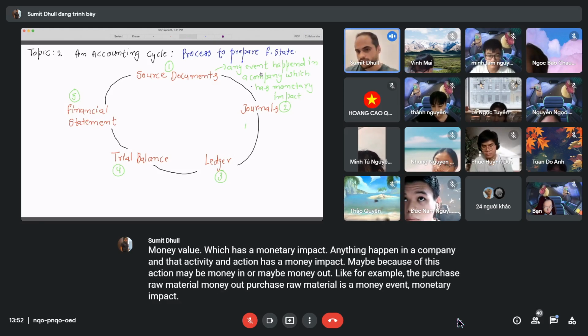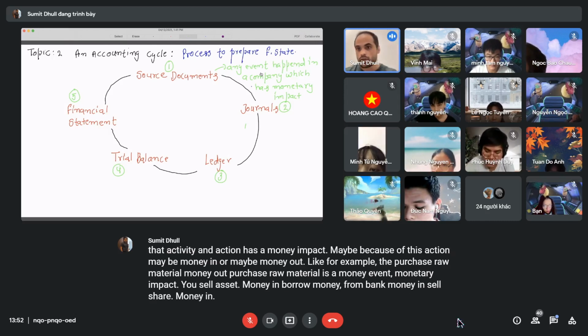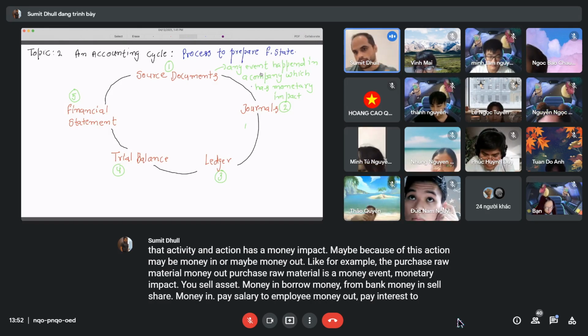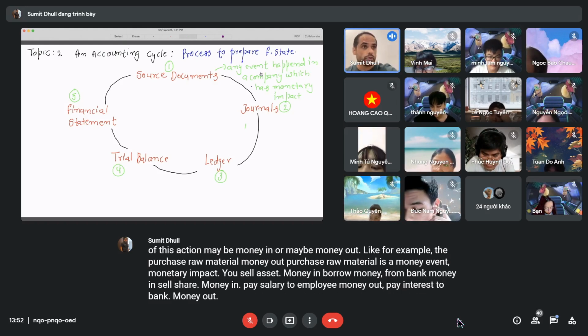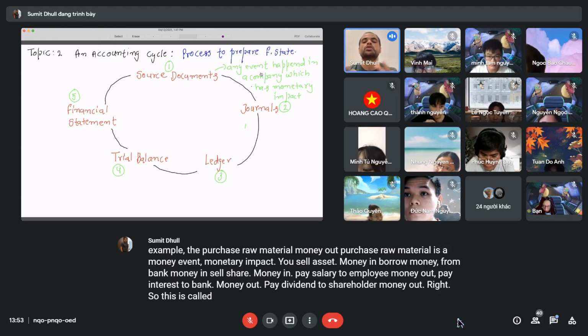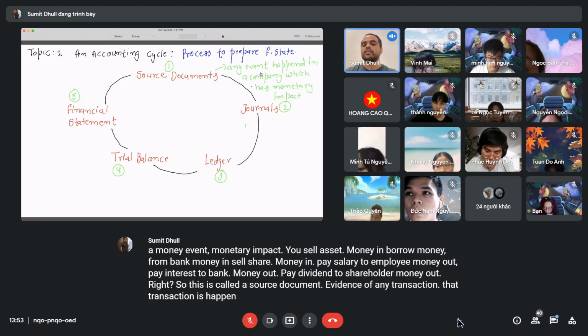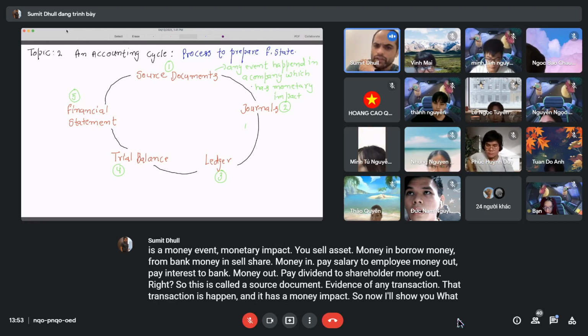You sell an asset, money in. Borrow money from the bank, money in. Sell shares, money in. Pay salary to employees, money out. Pay interest to the bank, money out. Pay dividend to shareholders, money out. Right? So this is called a source document. It is evidence of any transaction that has happened and that has a money impact.